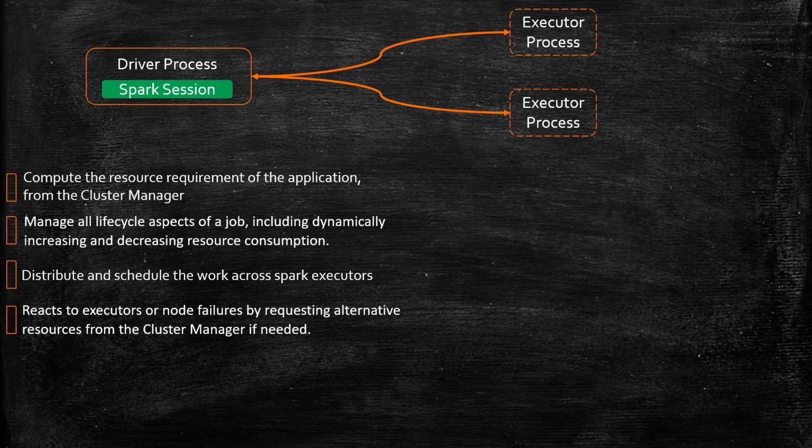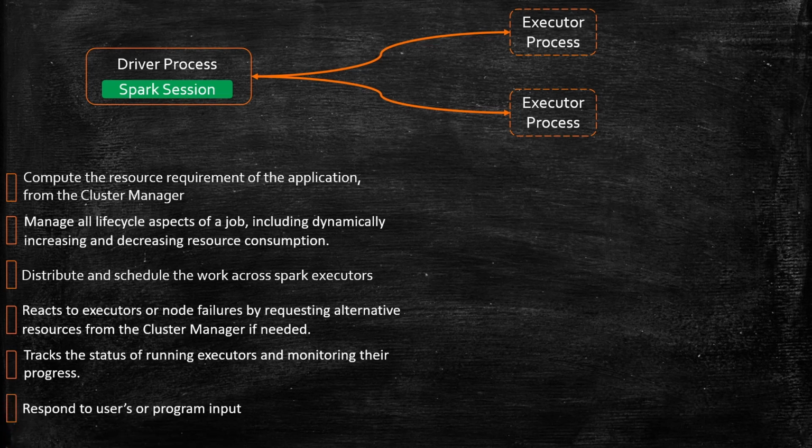If a node in the cluster fails or an executor process fails, then the Spark driver process will request additional resources from the cluster manager. Also, the Spark driver will track the status of all the executors and monitor their progress. It also responds to user or program input.